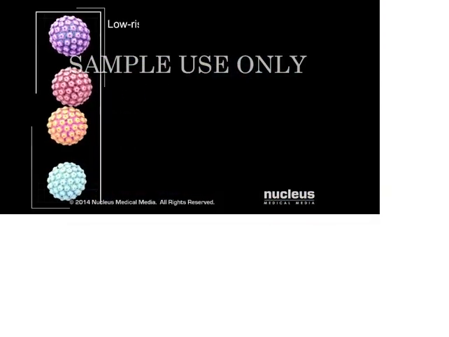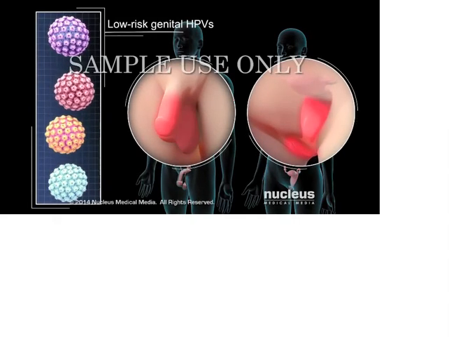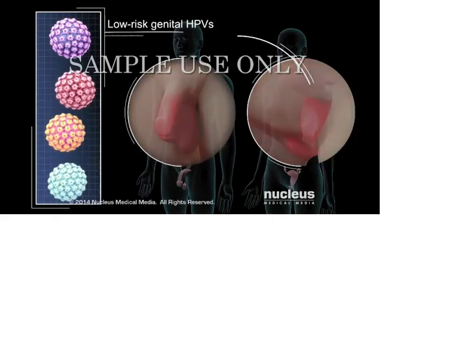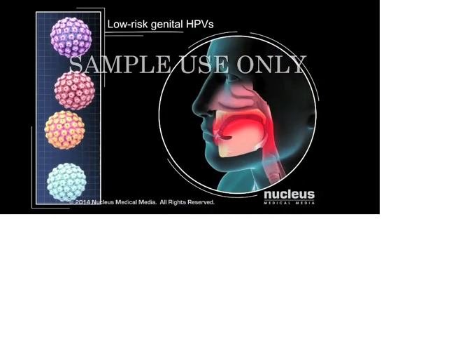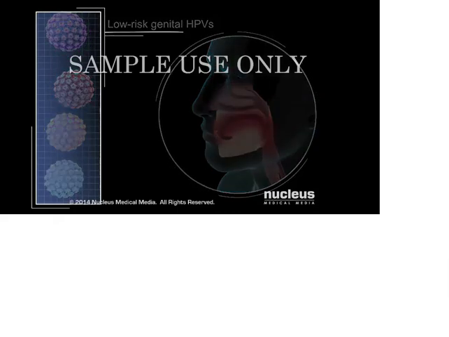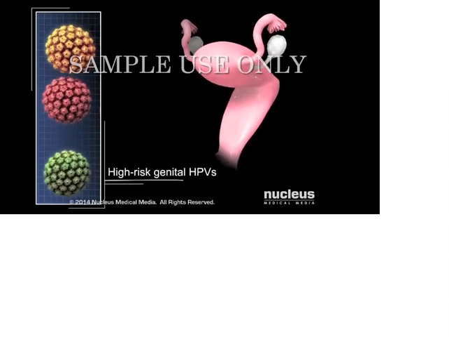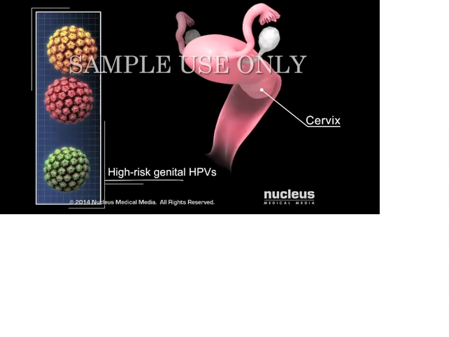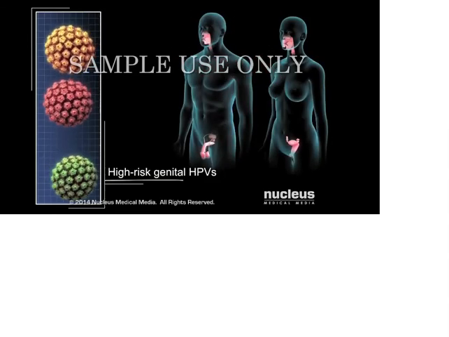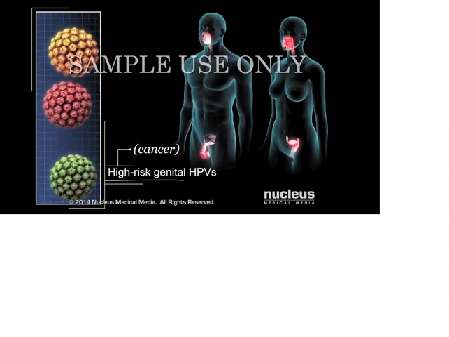Some genital HPVs are low risk and may only cause warts on and around the genitals and anus of both women and men. Rarely, these HPVs can also cause warts inside the mouth and throat. Other genital HPVs are high risk. They can lead to cancer of the lower end of a woman's uterus, called the cervix. Less commonly, these HPVs can lead to other genital, anal, or oral cancers in both women and men.